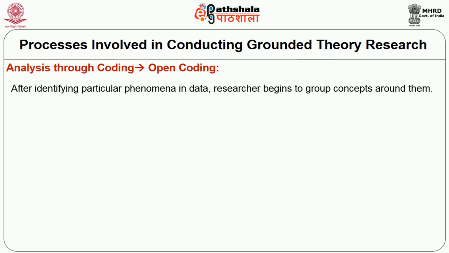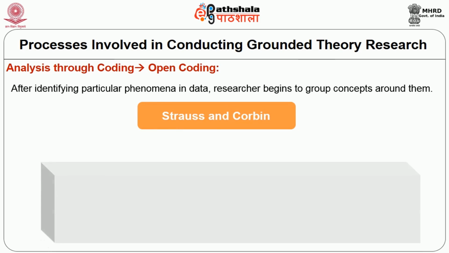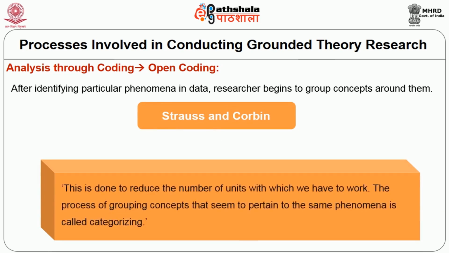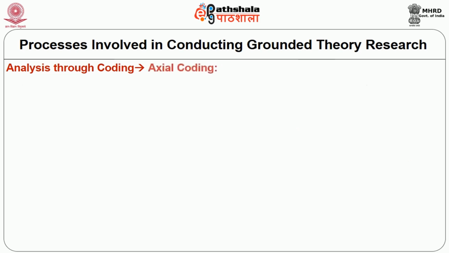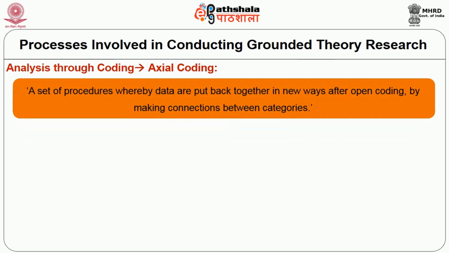After identifying particular phenomena in data, the researcher begins to group concepts around them. According to Strauss and Corbin, this is done to reduce the number of units with which we have to work. The process of grouping concepts that seem to pertain to the same phenomena is called categorizing. Axial coding. It is a set of procedures whereby data are put back together in new ways after open coding by making connections between categories.